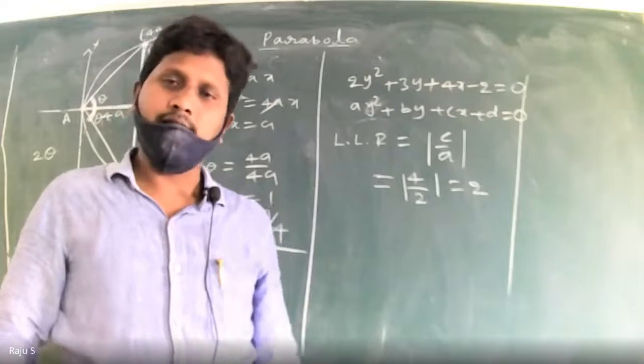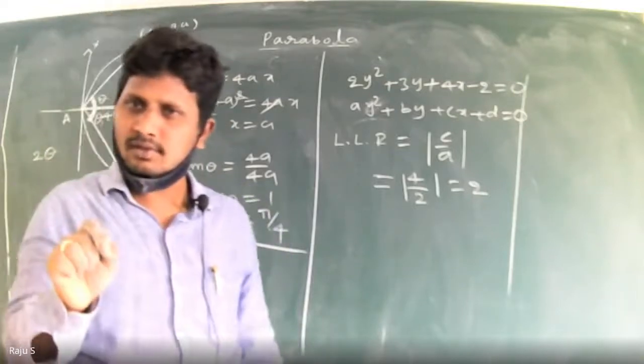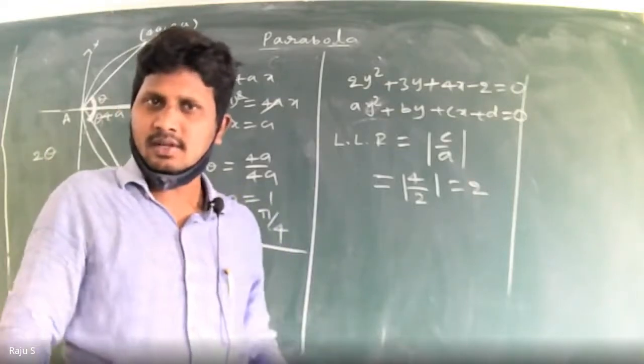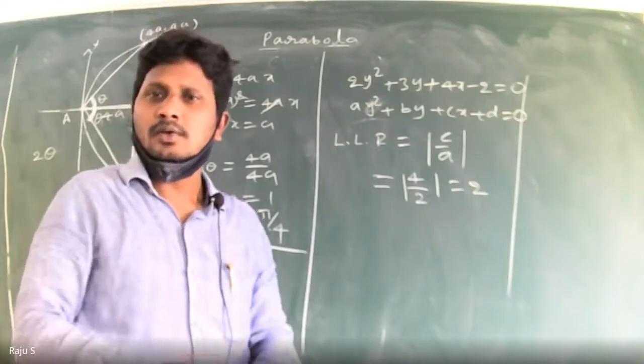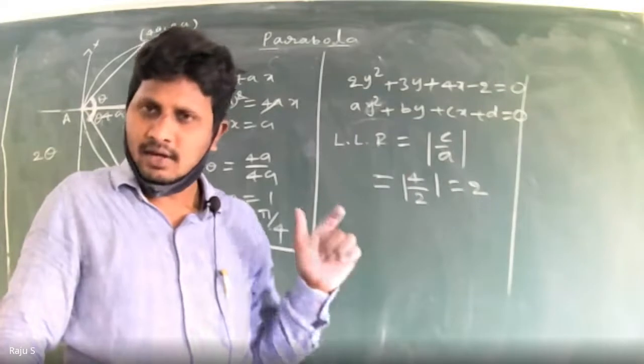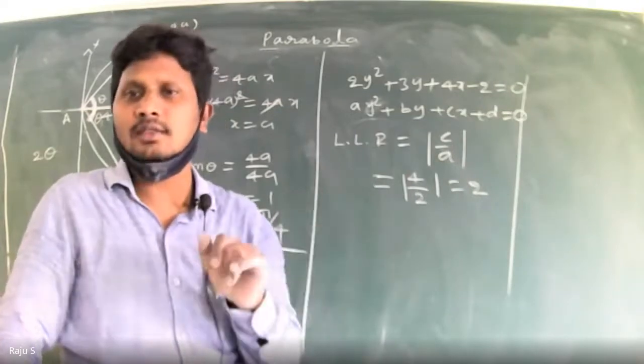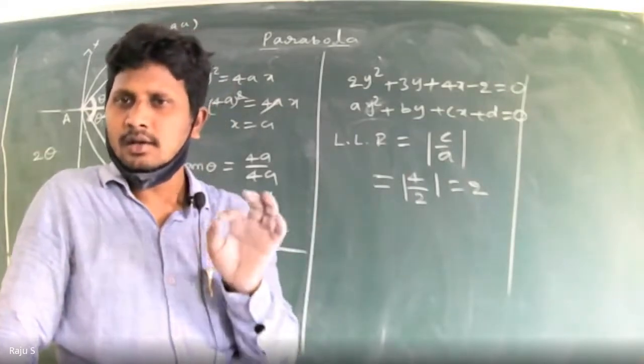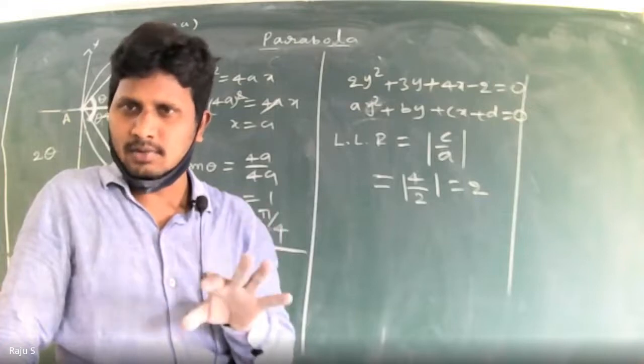Question number 8, they gave the standard form. You should remember the formula for the length of the latus rectum. Otherwise, you have to change it to standard form. After that, we have to find a. After finding a, 4a is the length of the latus rectum. Try to remember the formula. Okay.